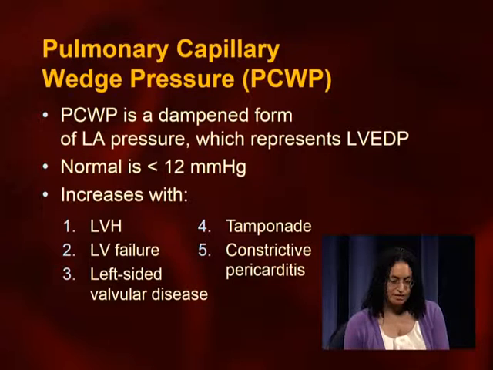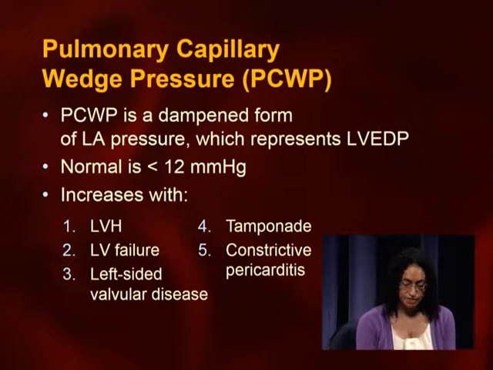Normal wedge is less than 12, and it increases with left-sided processes. Left ventricular hypertrophy, LV failure, left-sided valvular disease like mitral stenosis, mitral regurg, aortic regurg. Tamponade and constrictive pericarditis will also increase the wedge.